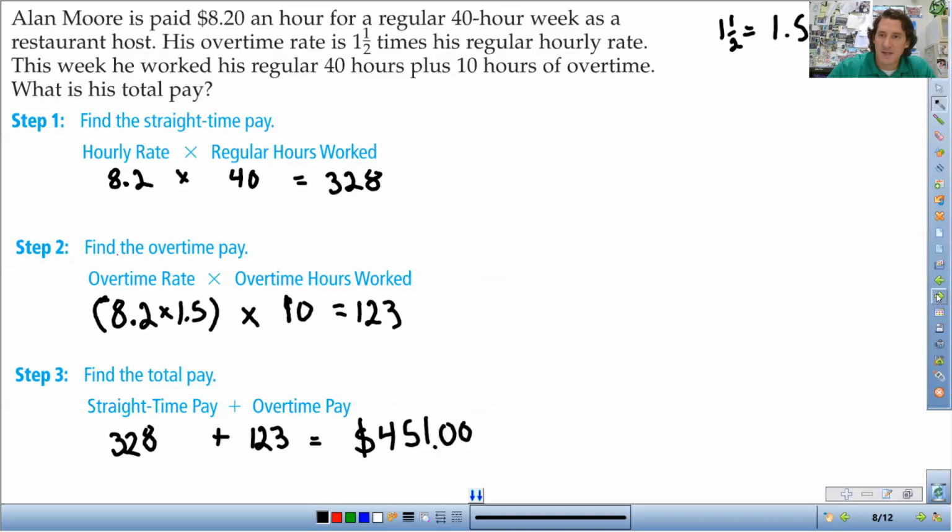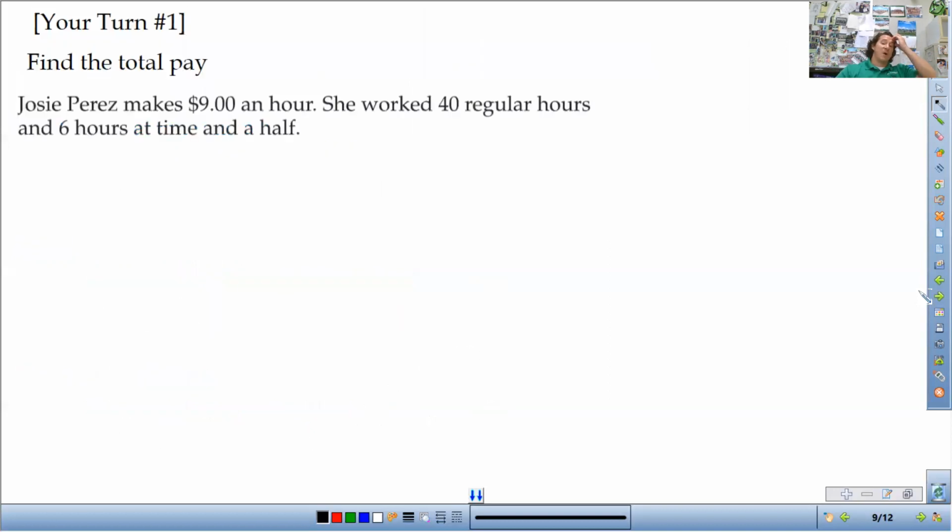So let's look at another example like that. If you want, go ahead and pause the video and try to work this out yourself, and then check your answer when you're done. But I'm going to go ahead and go through it. First thing I'm going to find is his straight time pay. I'm just going to do STP for straight time pay. That's going to be his hourly rate, $9 times 40 hours. So 9 times 40 is 360.